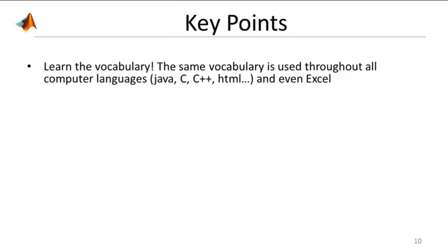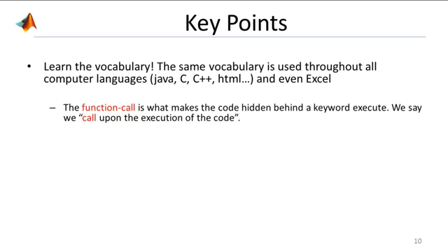The key points here are to learn the vocabulary. While there are only 3 vocabulary words, it's actually the same ones for all programming languages. So that gives you a tremendous insight into all the other languages out there. The function call is what makes the actual keyword execute. So we call upon the execution of whatever is hidden behind that keyword.